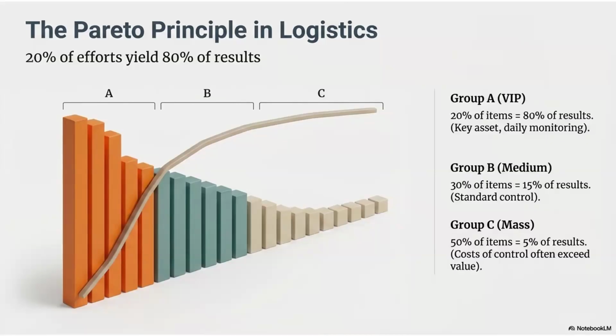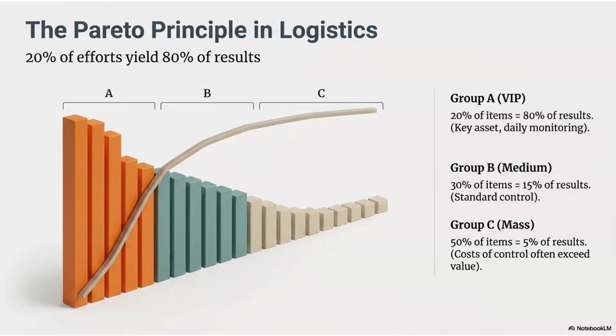These are the most significant VIP items. They constitute a small portion of the assortment, typically 10 to 20%, but provide the lion's share of the results, about 70 to 80%. This is the company's key asset, requiring constant daily monitoring. Second, Group B. Items of medium significance. They make up about 30% of the nomenclature and provide approximately 15 to 20% of the results. This category requires a standard, balanced level of control.